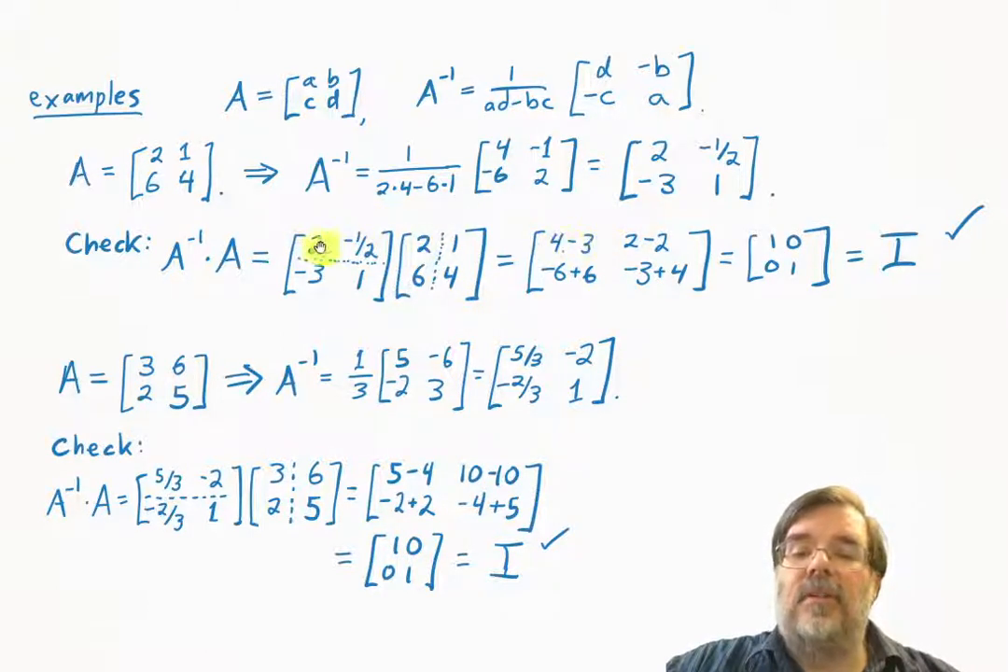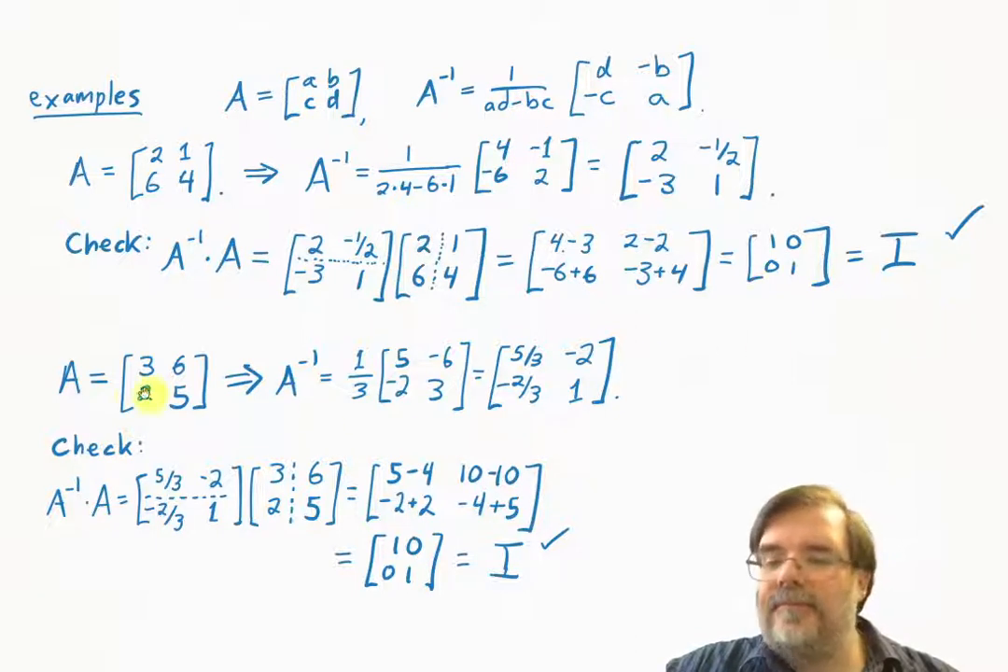For the top left entry, 2 times 2 minus 1/2 times 6, that's 4 minus 3, which is 1, that's good. The top right entry, 2 times 1 minus 1/2 times 4, it's 2 minus 2, which is 0, also good. For the bottom left entry, negative 3 times 2 plus 1 times 6, negative 6 plus 6, that's 0. And the bottom right entry, negative 3 times 1 plus 1 times 4, negative 3 plus 4 is 1. So sure enough, you do get the identity matrix.